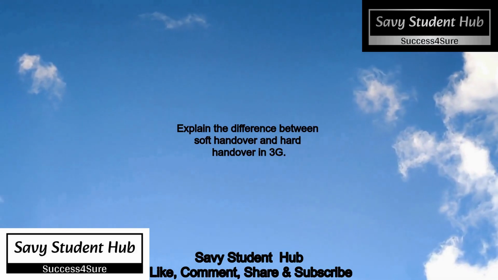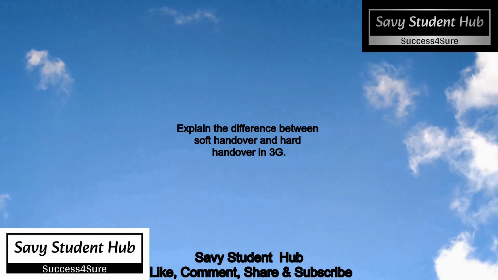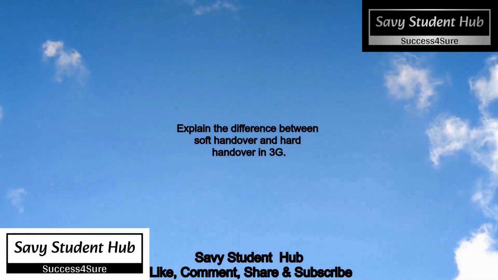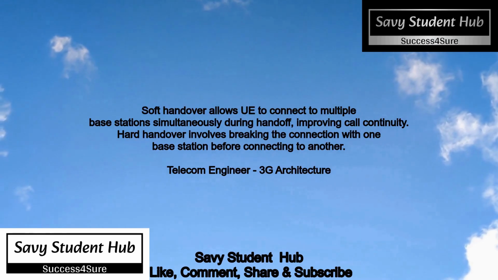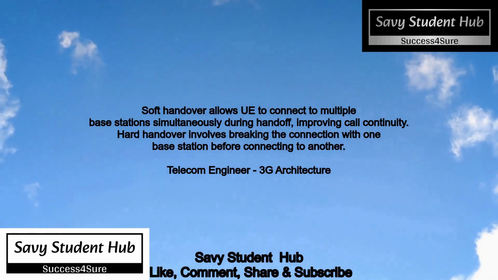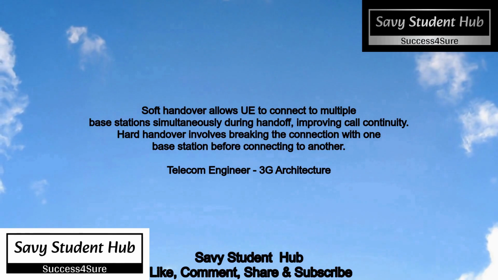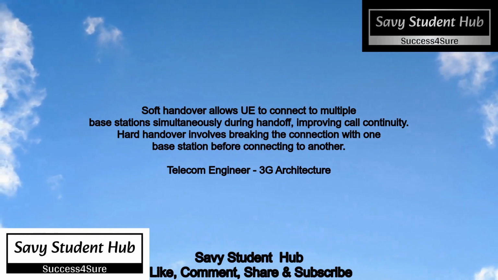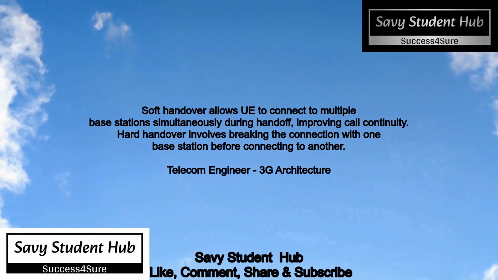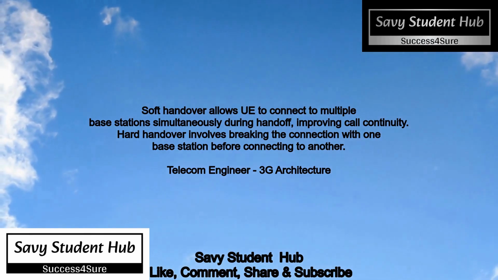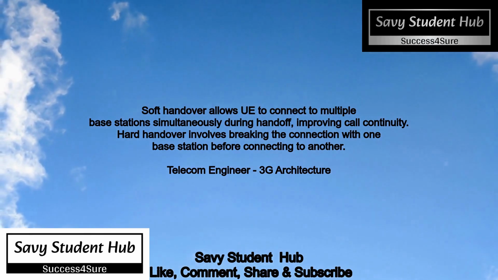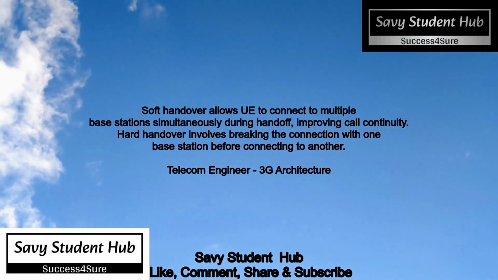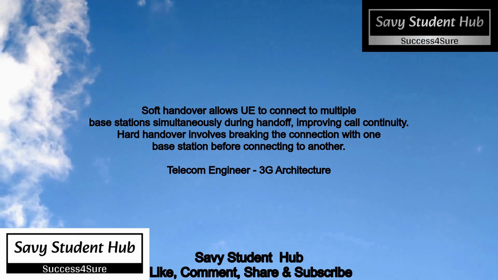Explain the difference between soft handover and hard handover in 3G. Soft handover allows UE to connect to multiple base stations simultaneously during handoff, improving call continuity. Hard handover involves breaking the connection with one base station before connecting to another.